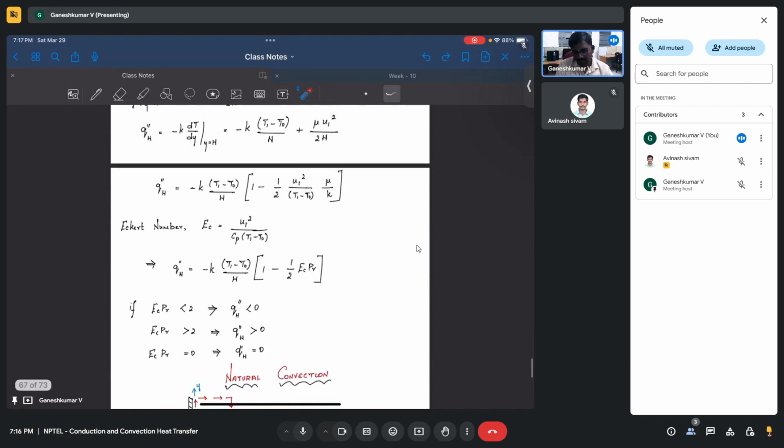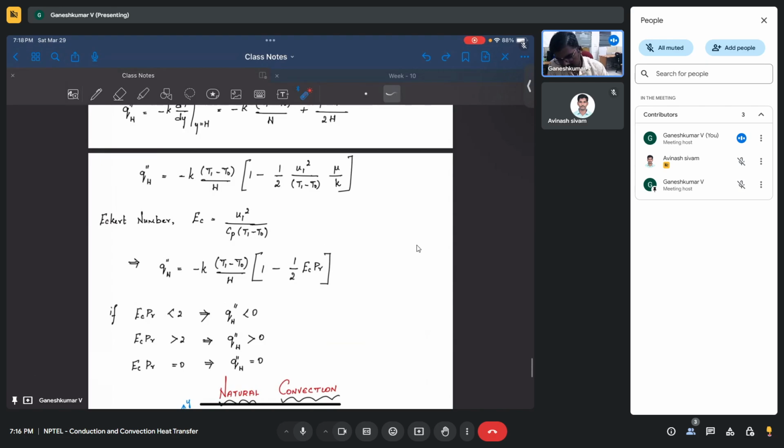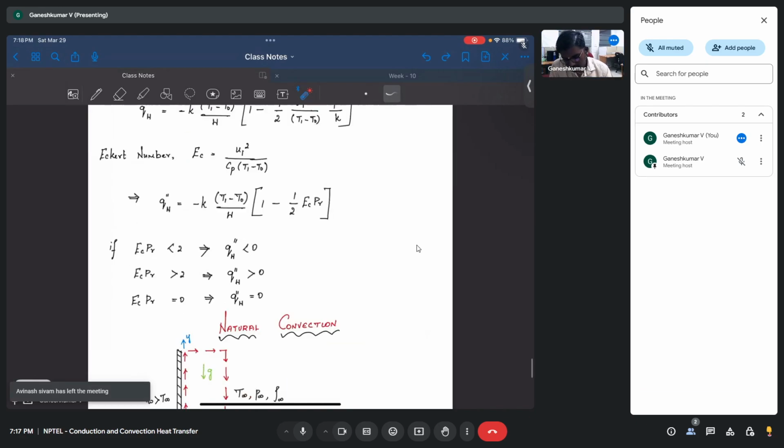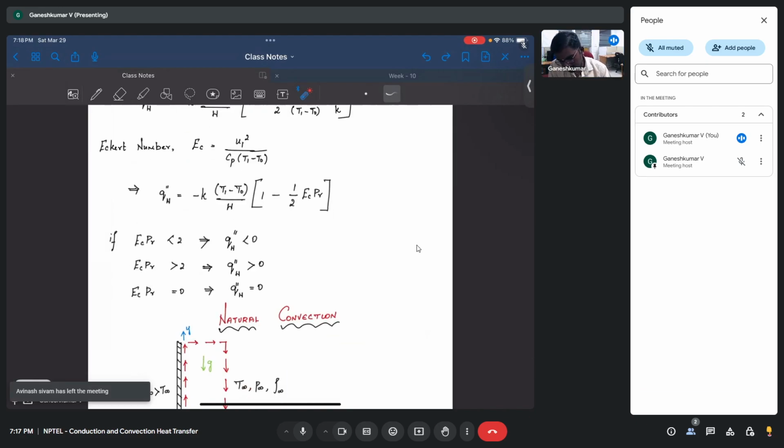Right? And if you look at the heat flux equation that we derived, it has the Eckert number, and you can add a Cp here, then it becomes Eckert number and the Prandtl number, right? So you will end up having heat flux simply as minus k delta T by H into 1 minus half of Eckert number times Prandtl number.